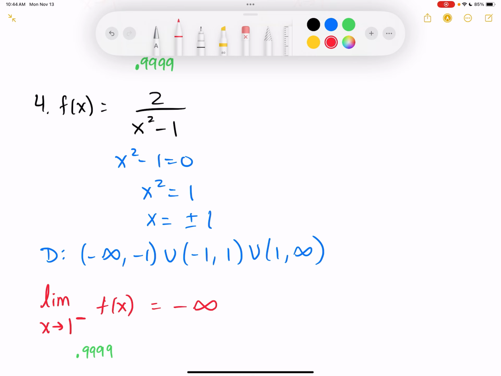Then, x approaches 1 from the right of f of x. So again, that's something like 1.00001. So I have 2 divided by basically 0.00001. So what is that? I have a positive divided by a positive. Yep, positive infinity.